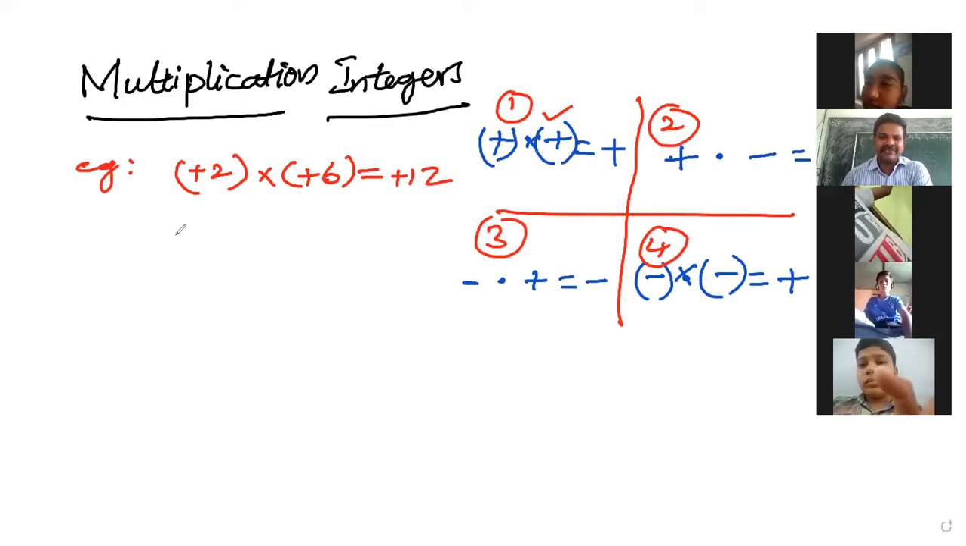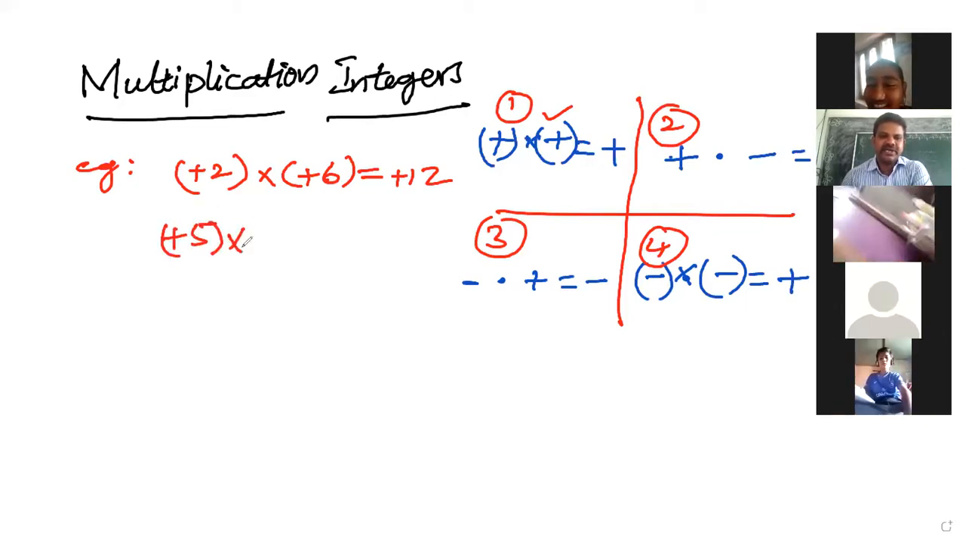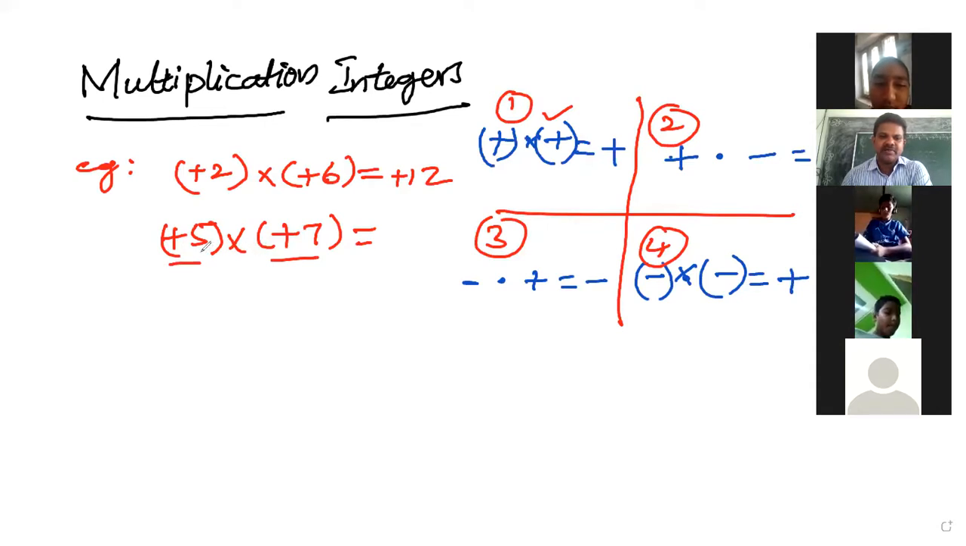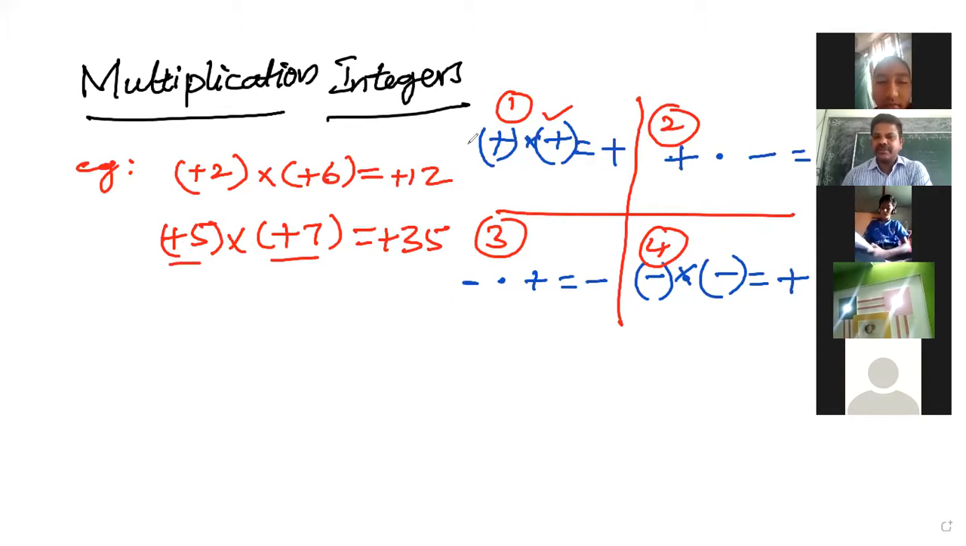This is the product. We'll take one more example. Plus 5 into plus 7. So what would be the answer? The product is positive. Why? Because plus into plus. This is positive and this is positive. When we multiply two positives, we get a positive integer. 5 7s are 35. So this is about when we multiply positive and positive, we get a positive integer.